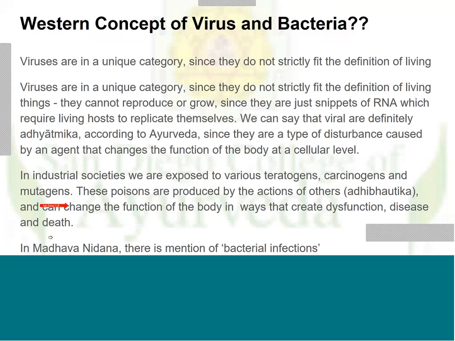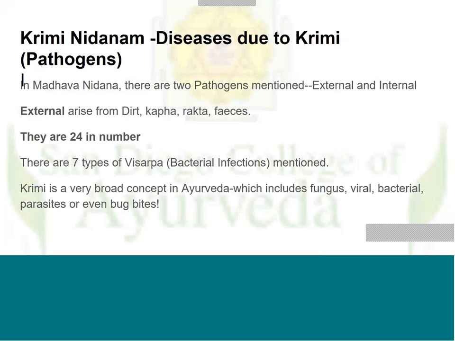One of the ancient texts, Madhavanidan, mentions bacterial infections as well. So there is definitely ancient knowledge of such things in Ayurveda. Now there is also Kriminidan. So there are diseases which are due to krimi or pathogens. So we're referring to krimi in a generic term as pathogens, not just as parasites.